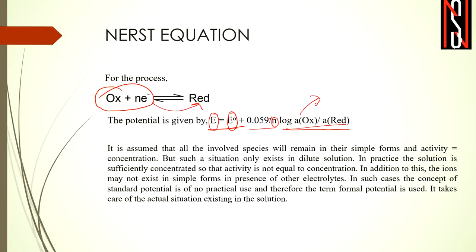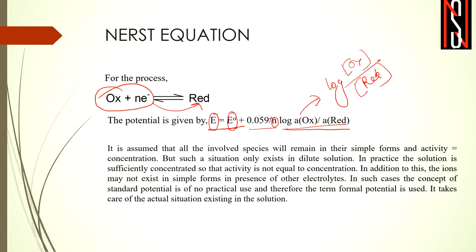So if the involved species are considered in simple forms, then the activity can be considered equal to the concentration. In that case the term can be changed into log of concentration of oxidized form by concentration of reduced form. But actually in practice the solution is not so dilute that the activity would be directly equal to the concentration. Why? Because this is generally true only in the case of dilute solution.